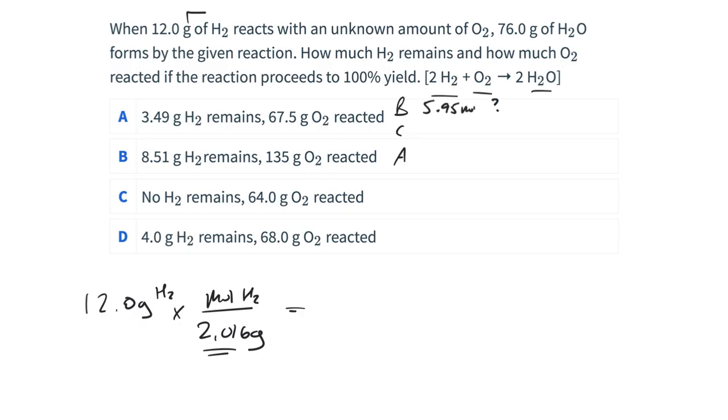I don't know how much O2 I have. That's one of the unknowns in the problem, trying to figure out how much O2 had reacted. Initially, we don't have any water. And then my minus 2x, minus x, plus 2x are just coming from the coefficients, and then noting the reactants being lost and the products being gained.